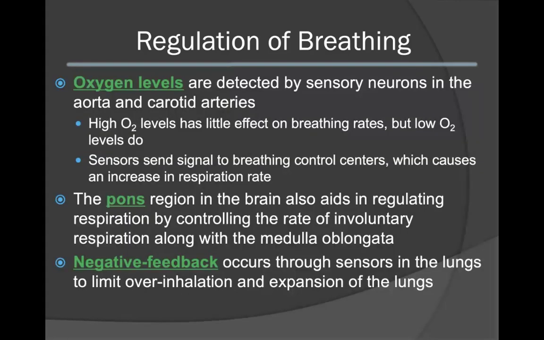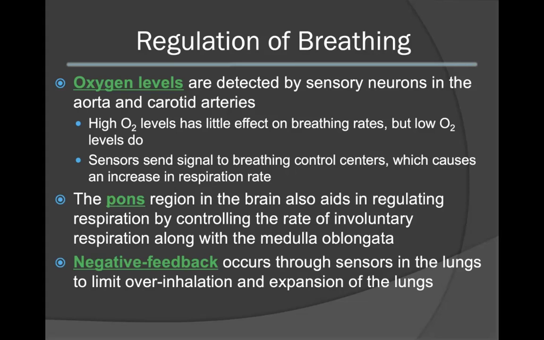Blood pH is not the only way that the body regulates breathing. The body can also detect changes in oxygen levels. Changes in oxygen are detected by sensory neurons in the aorta as well as carotid arteries. Although high oxygen levels have little effect on breathing rates, low oxygen levels have a distinct change in the breathing rate. Sensors will send signals to breathing control centers to cause an immediate increase in the respiration rate if oxygen levels become too low.